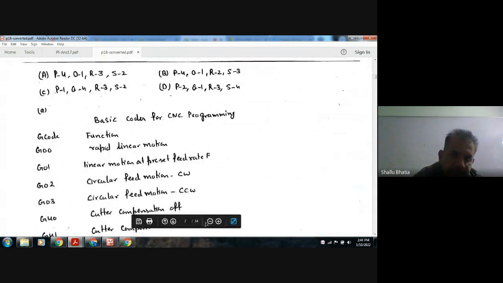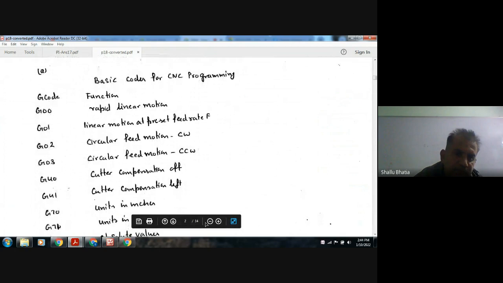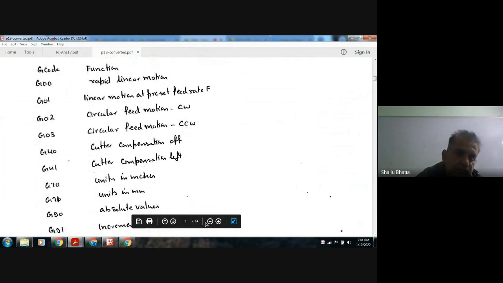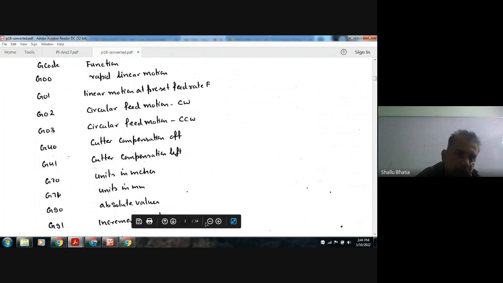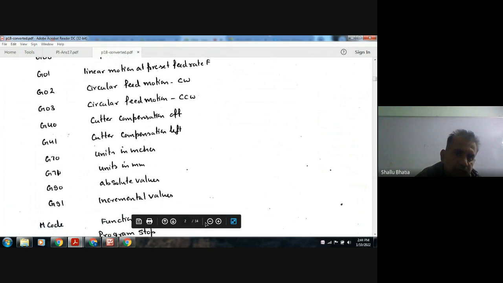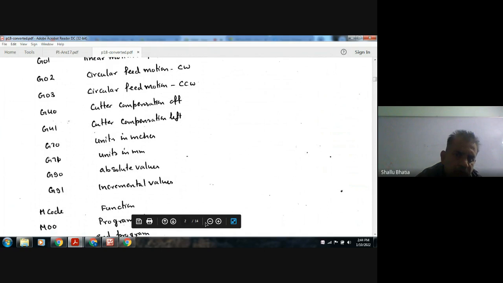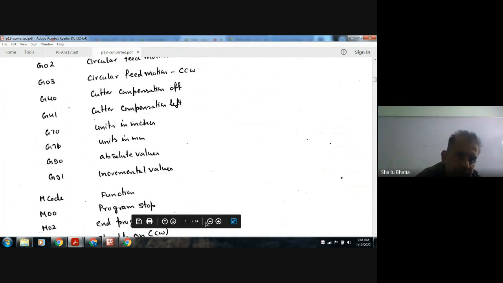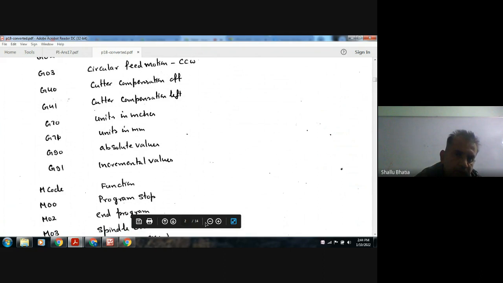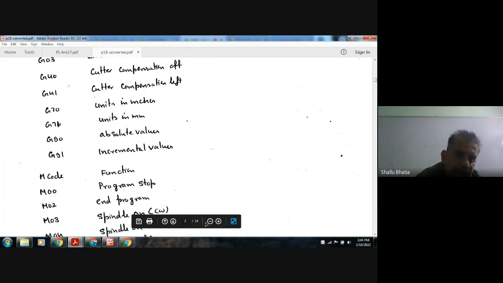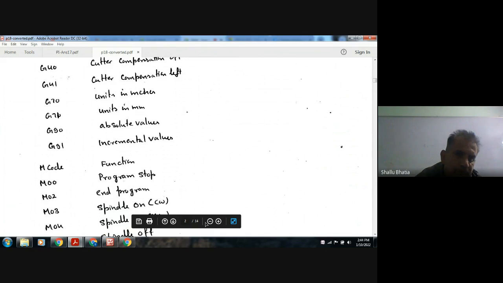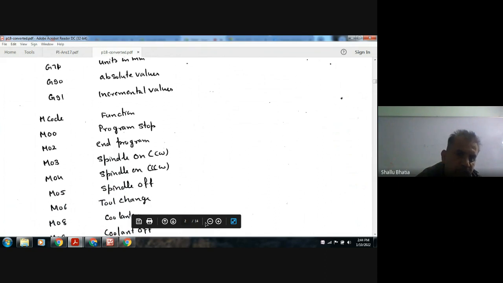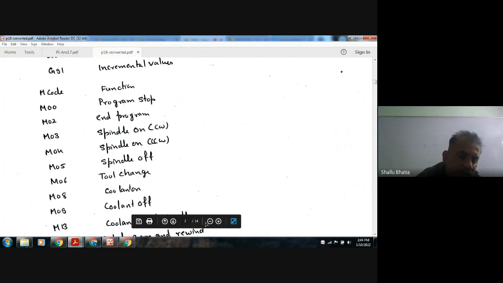G00 rapid linear motion, G01 linear motion at preset feed rate F, G02 circular interpolation clockwise, G03 circular interpolation counterclockwise, G40 cutter compensation cancel, G41 cutter compensation left, G70 unit inch, G71 unit millimeter, G90 absolute value, G91 incremental value, and M codes are very simple.